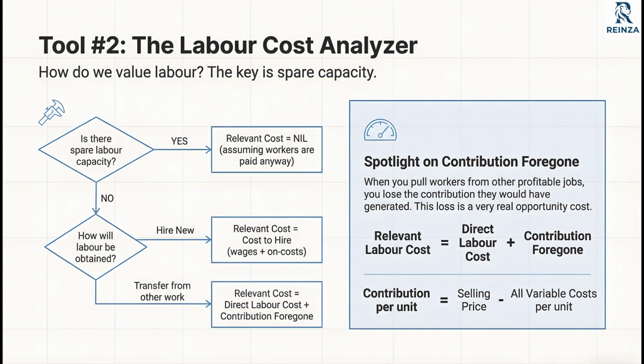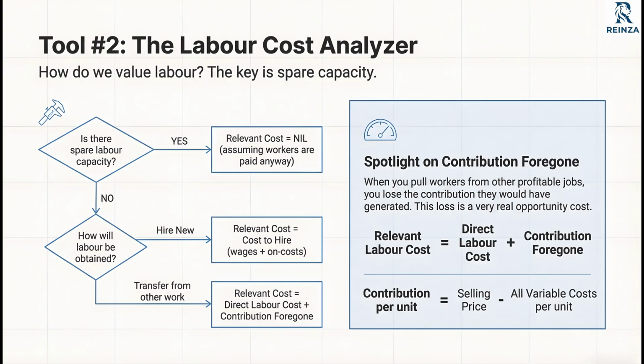Our second tool focuses on labor costs. How do we value labor? The key question is whether there is spare capacity. Start by asking, is there spare labor capacity? In other words, are your workers currently idle or underutilized? If yes, there is spare capacity, then the relevant cost is nil. Why 0? Because the workers are being paid anyway. Using them on this project does not create any additional cost.